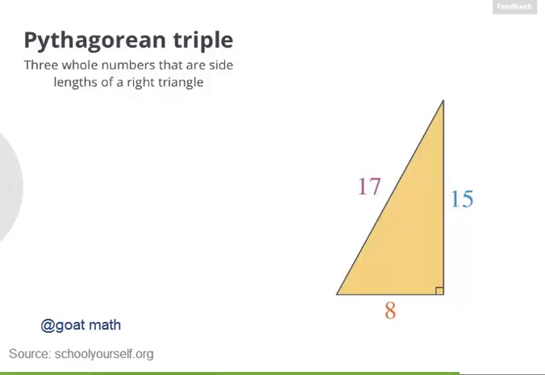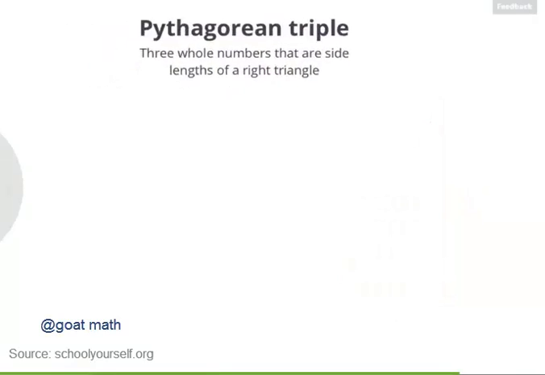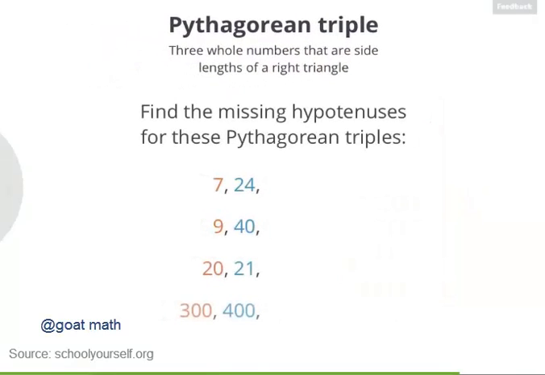It turns out that there are infinitely many Pythagorean triples, and there are ways to quickly find them. But let's save all that for another lesson. To finish this lesson off, try finding the missing hypotenuses for these 4 Pythagorean triples. And this last one just might be a multiple of a Pythagorean triple you found earlier.